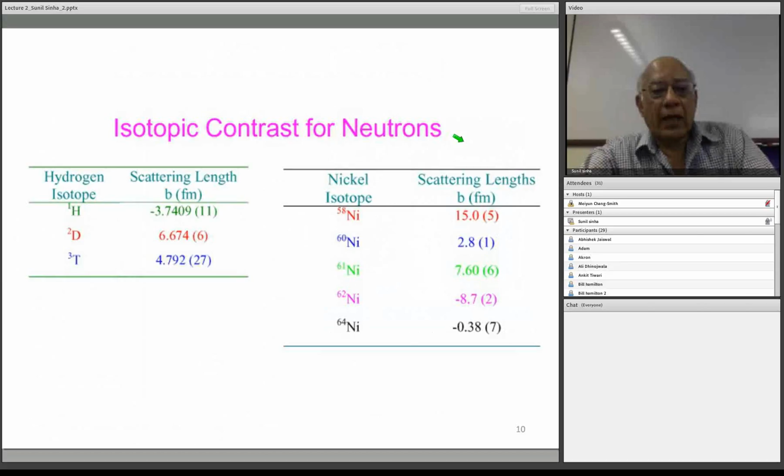Okay. And here is a list of the coherent scattering lengths, which tells you that you can change the contrast by changing the scattering length for different isotopes. Here's hydrogen and deuterium. Here's tritium for completeness, but no one is suggesting that you use tritiated water, which is radioactive anyway, in your solvent for experiments. But H and D are important.